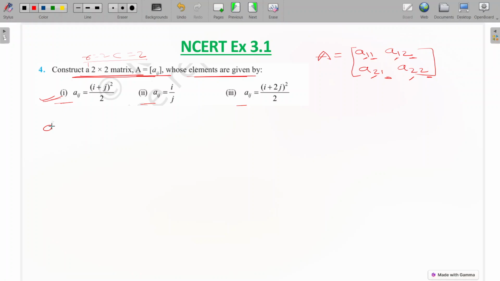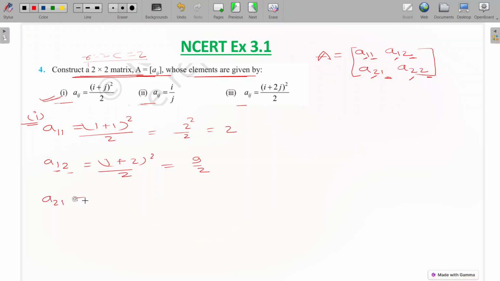Now A11 for the first option, question 4, we are solving it. A11 is (1 plus 1) whole square by 2, it's like 2 square by 2, which is 2. Now A12: I is 1 and J is 2, so (1 plus 2) whole square by 2, it's like 3 square, 9 by 2. Secondly, A21, second row, so I is 2, so (2 plus 1) whole square by 2, so again 9 by 2.